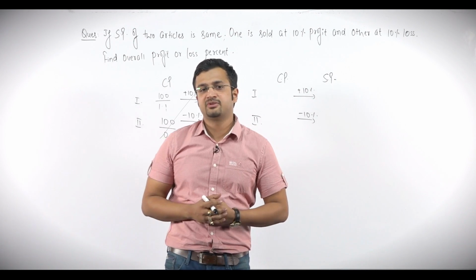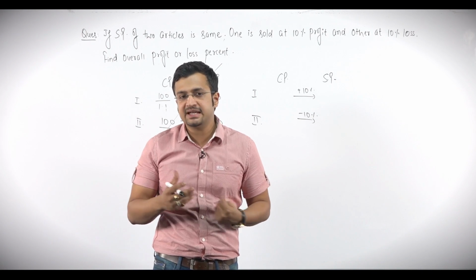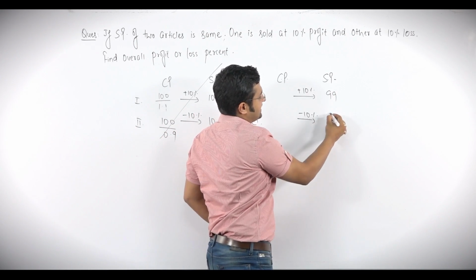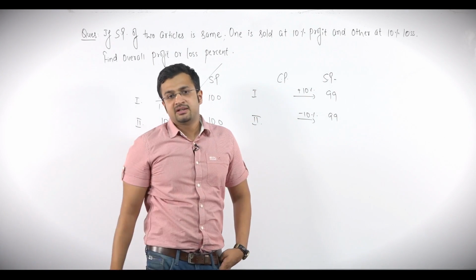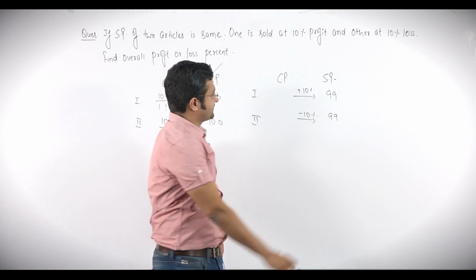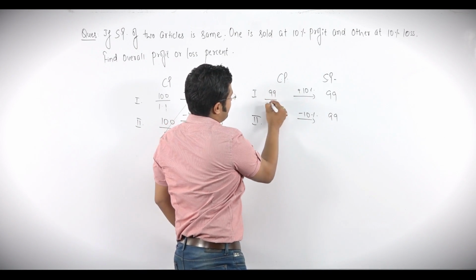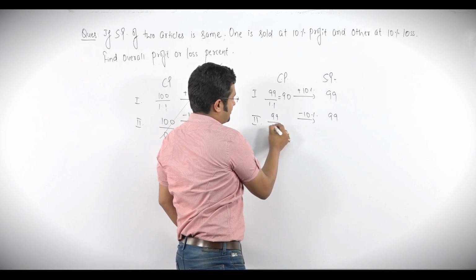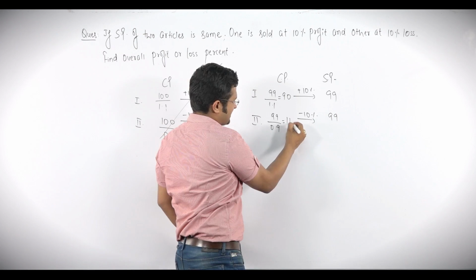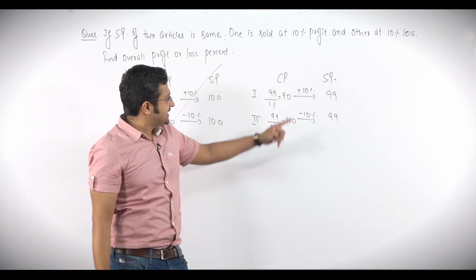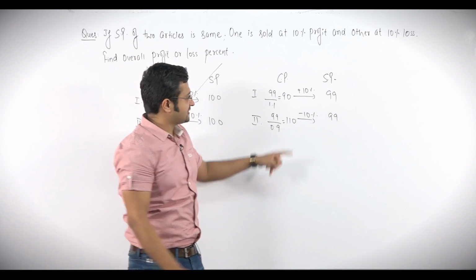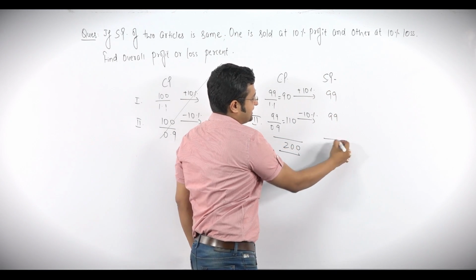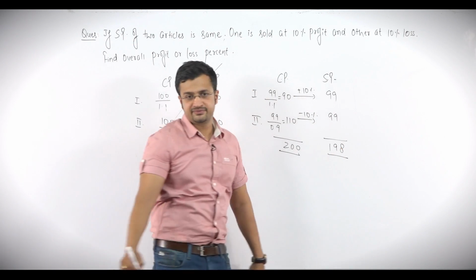Which is the value divisible by 11 as well as 9? That is the LCM of 11 and 9, that is 99. So you assume 99 instead of 100. You see how much calculation can be reduced. See, 99 upon 1.1 will give you 90, and here 99 upon 0.9 will give you 110. So can I say total cost price will be 90 plus 110, that is 200, and total selling price will be 99 plus 99, that is 198.